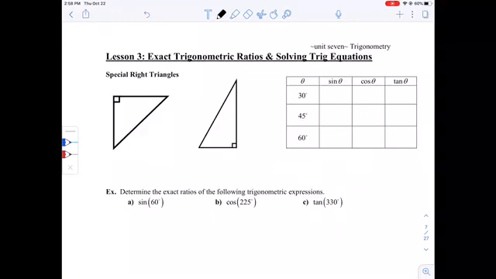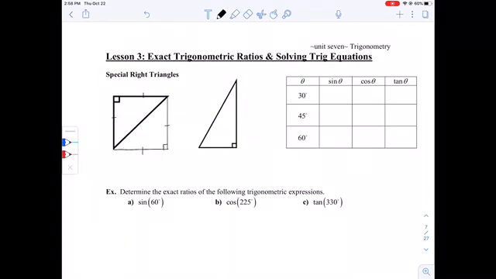What I'd like to do for this lesson is to start by introducing the special right triangles. If we had a square, I'm just going to draw a square. This doesn't look like a very good square. I know that all of our sides would be equal on this square, and all of our angles would be 90 degrees.